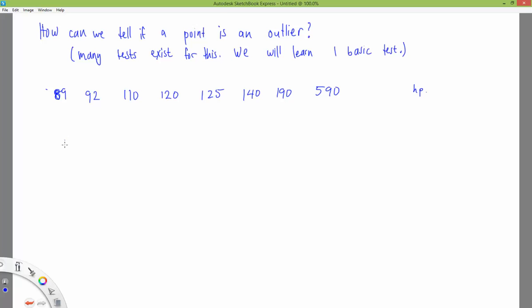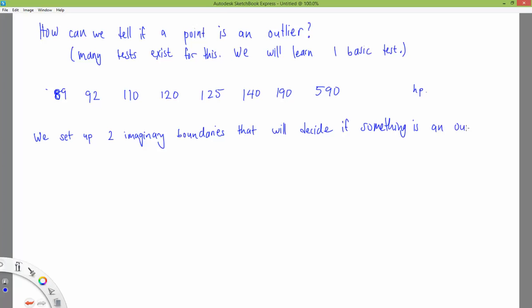Okay, so we're going to set up two imaginary boundaries that will decide if something is an outlier or not. You can have an outlier because it's too big. You can have an outlier because it's too small. So you're going to have an upper boundary and a lower boundary, and we're going to call these fences. You have an upper fence and a lower fence. Okay, so these are the two boundaries.